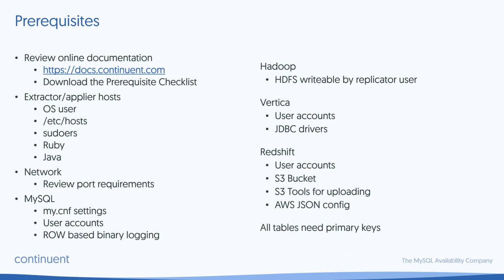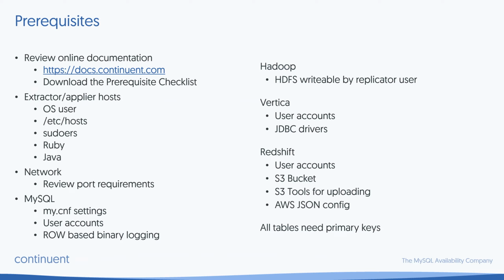So what are the prerequisites? Well, the extractor has the normal prerequisites we've spoken about in previous sessions. The actual applier host itself, where the Tungsten Replicator is installed, there are still the same prerequisites for Java, Ruby, etc., and all the various network ports that are required to communicate between the extractor and the applier. Additionally, the applier needs to have the various network ports open to communicate to your target, whether that's Hadoop, Vertica, or Redshift. The MySQL database on your source, best practice settings that we recommend to get the most out of MySQL. Additionally, for this type of replication, your source database must be in row-based binary logging.